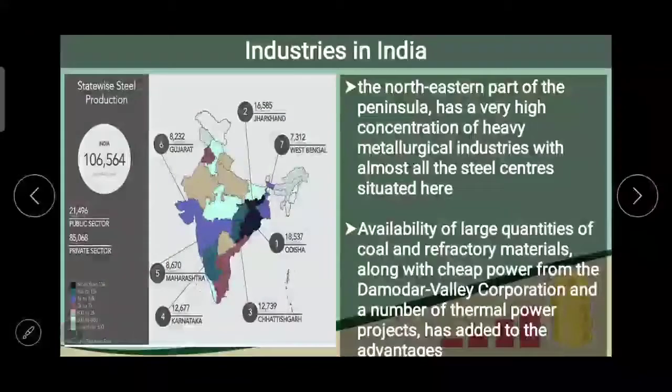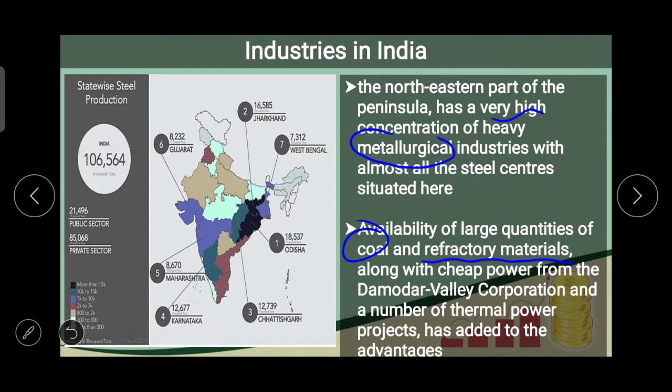Next thing, the northeastern part of the peninsula has a very high concentration of heavy metallurgical industries with almost all the steel centers situated here. Now state-wise steel production you can see on the screen. Availability of large quantities of coal and refractory materials along with cheap power from the Damodar Valley Corporation and a number of thermal power projects has added to the advantages.